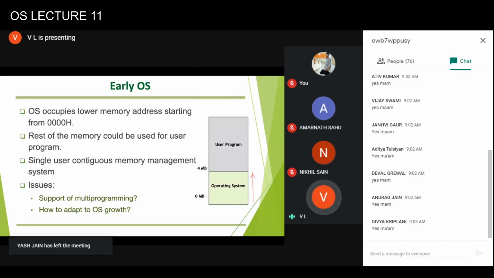And naturally, the operating system is also evolving software. So different versions of the operating system will be released. So naturally, the operating system may require more than 4 MB of memory. So how do you accommodate that? Those are the main issues in this particular scenario.